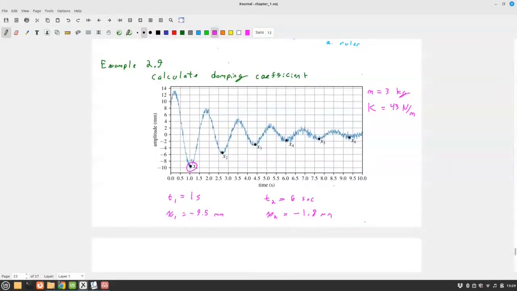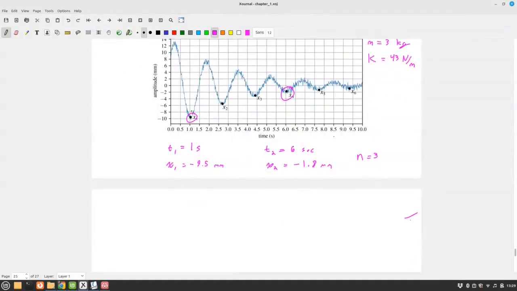All right, so then the next question is, what is our n? Remember, before we had an n, which was the number of cycles. So if I go 1 cycle, 2 cycle, 3 cycle, I'm going to have n equals 3. And those are the ones that I want. So I can just go ahead and put that right into my logarithmic decrement equation, and I get delta equal to 1 over n, which is 1 over 3, natural log of negative 9.5, which is x1, over negative 1.8.